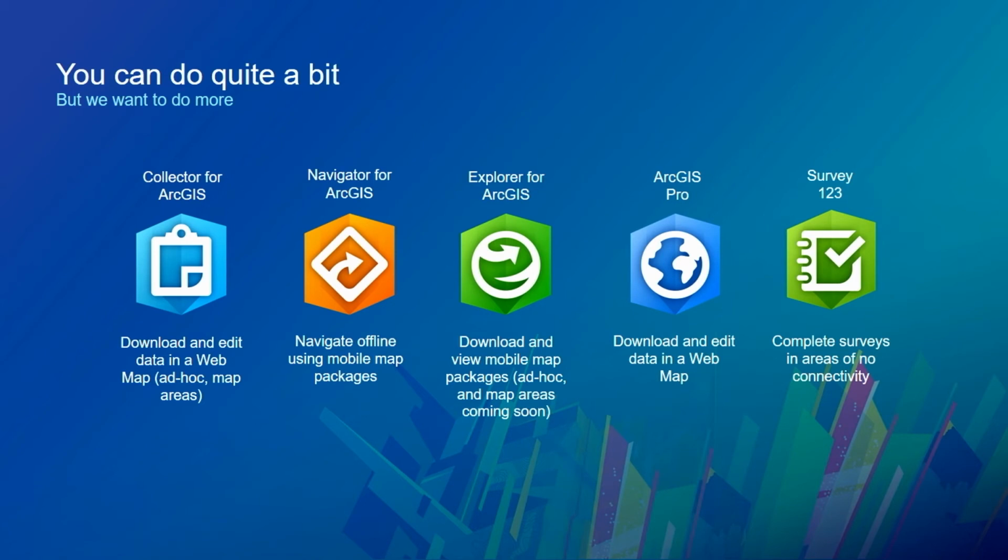You can also do similar things with Navigator for ArcGIS. You can take a mobile map package into the field and navigate offline. And Explorer for ArcGIS offers similar viewing and working offline, while it doesn't have an editing aspect. And you can take the full desktop product, ArcGIS Pro, offline and edit data locally. And then finally, with Survey123, you can complete surveys in areas that don't have any connectivity. So if you're going to suburban Ottawa, you can still collect data through a survey and through a form.